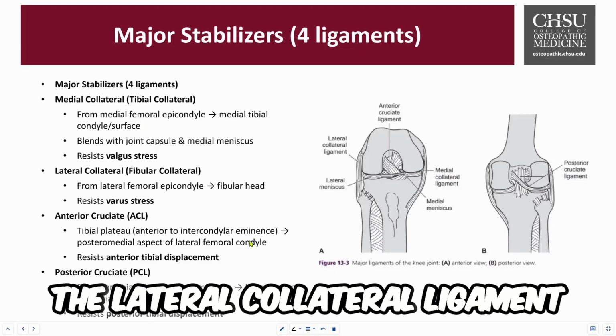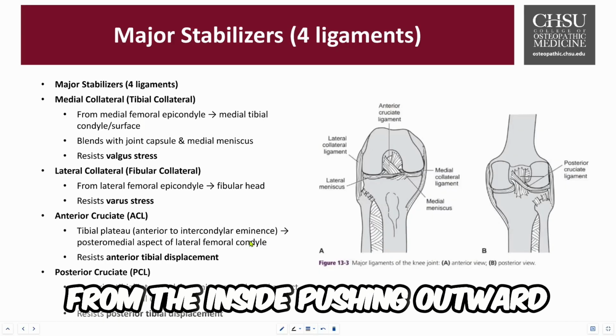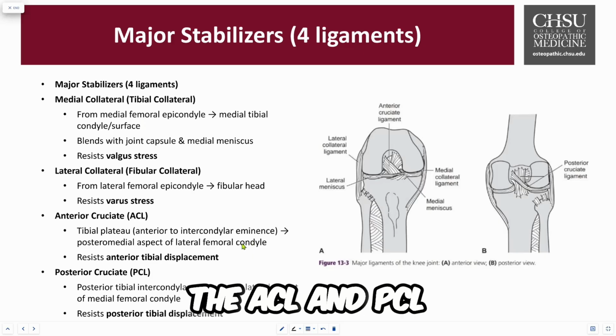Then we have the LCL, the lateral collateral ligament. This one resists the varus stress, which is the force from the inside pushing outward. And then we have, of course, the ACL and PCL.